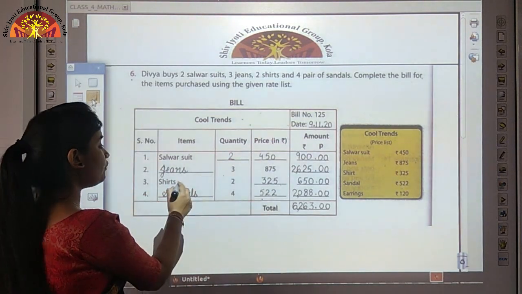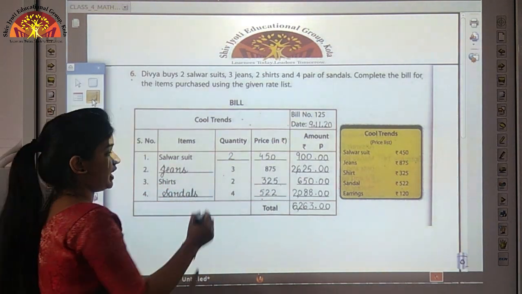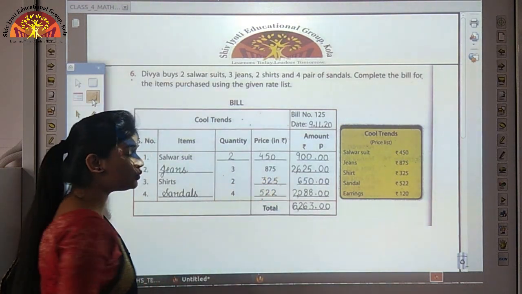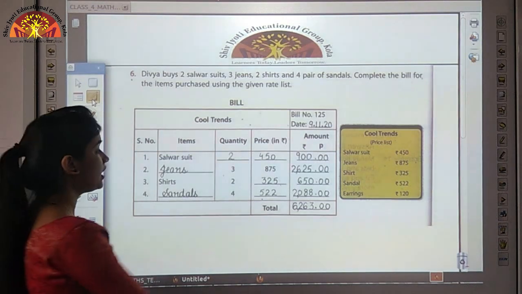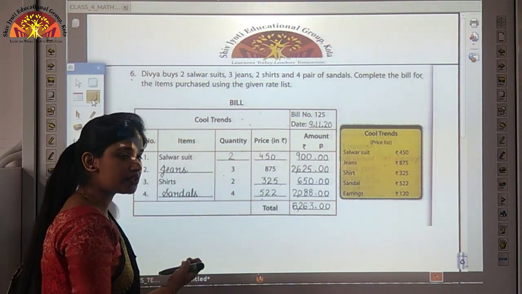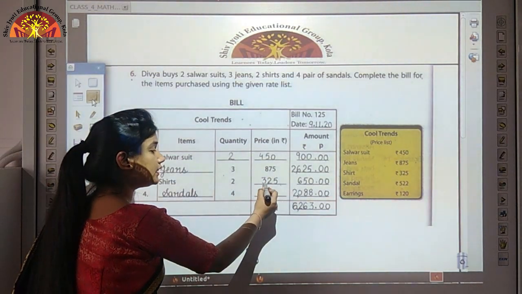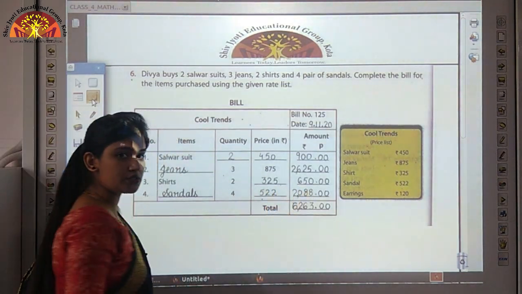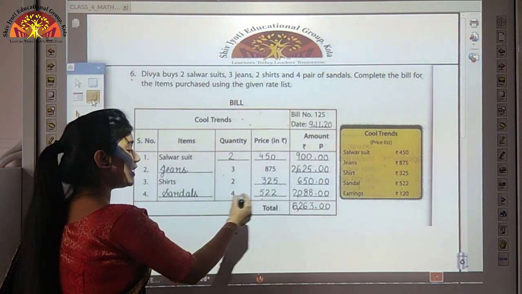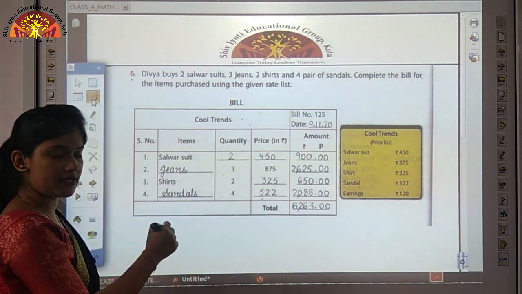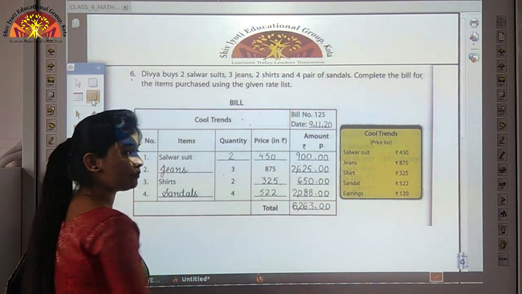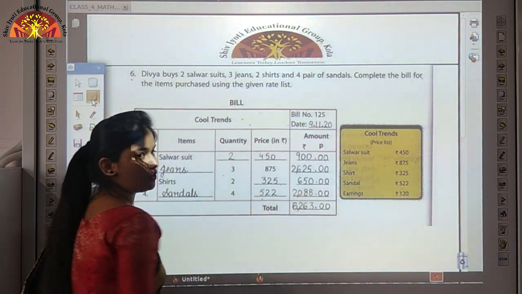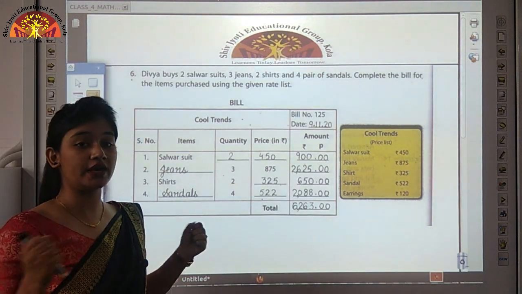Okay, so now we have to find the cost of 3 jeans. Again we have to multiply 875 by 3 and it will be 2625. Then we have to find the cost of 2 shirts. So again we have to multiply 325 by 2 and we will get 650. Okay students, then we are finding the cost of four pair of sandals. So again we have to multiply this number by 4 and we will get 2088.